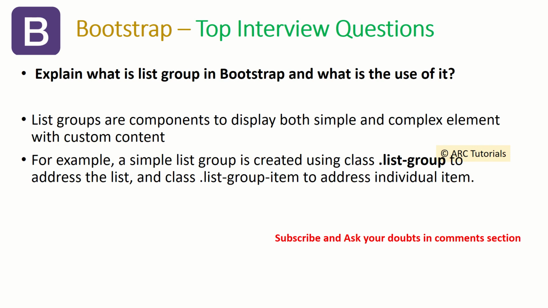The next question is, explain what is list group in Bootstrap and what is it used for. So list groups are components to display both simple and complex elements with custom content. We use the ul and li classes, which will give us a list, either ordered or unordered. You can group lists together and it will become a list group, and you can refer to the item as .list-group-item for individual elements.